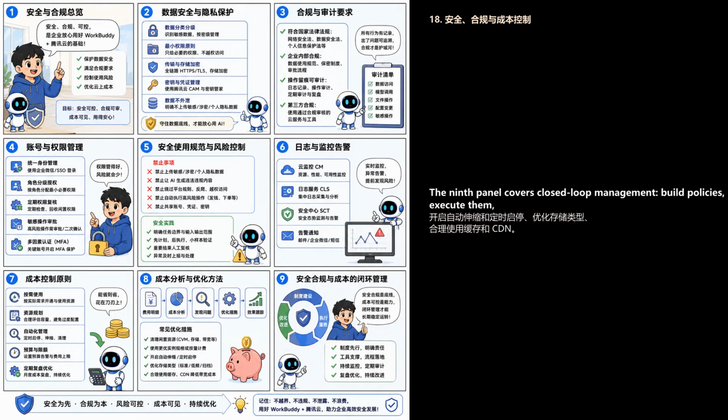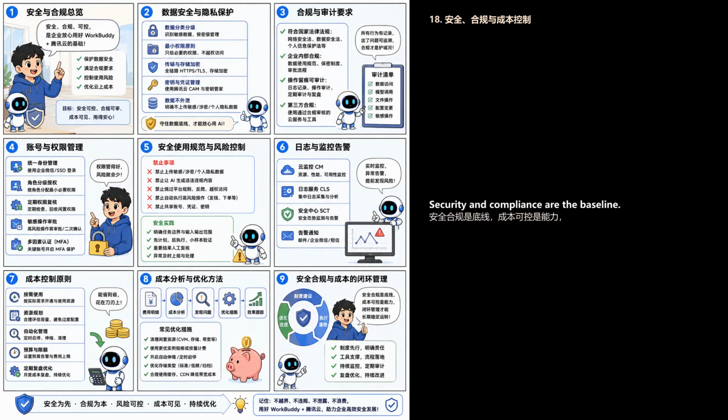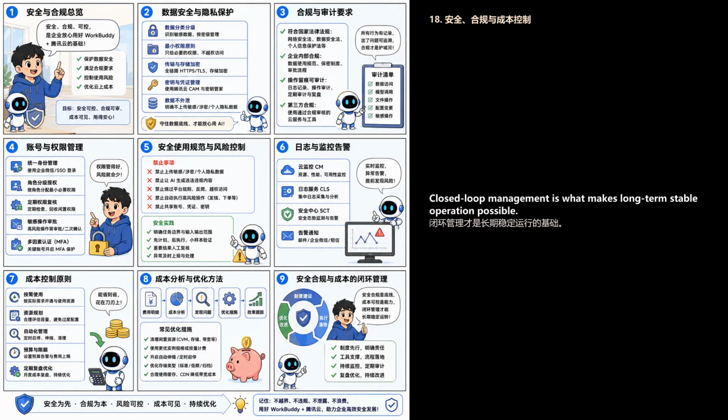The ninth panel covers closed-loop management. Build policies, execute them, and keep improving. Security and compliance are the baseline. Cost control is a capability. Closed-loop management is what makes long-term stable operation possible.